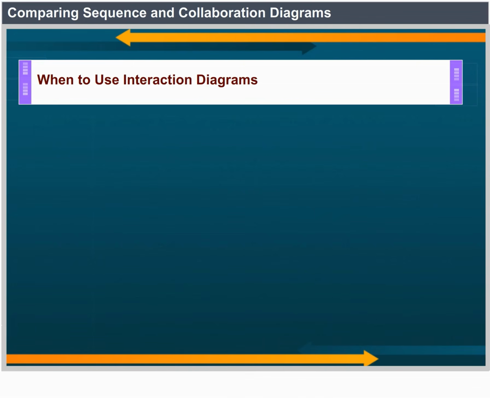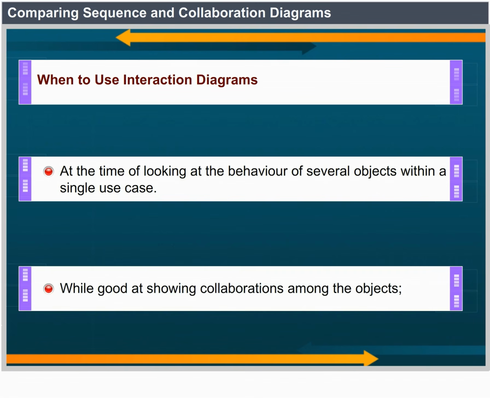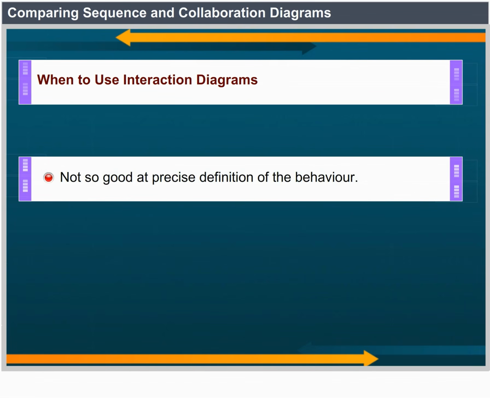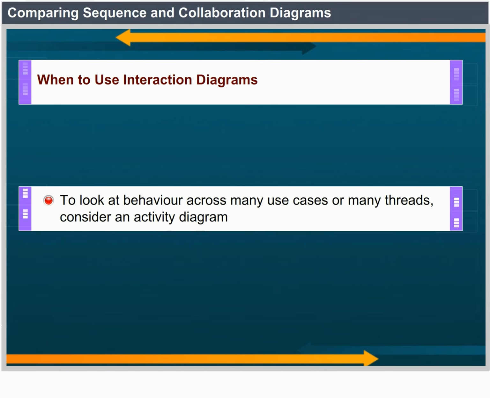When to use interaction diagrams. Use them when looking at the behavior of several objects within a single use case. They are good at showing collaborations among the objects, but not so good at a precise definition of the behavior. To look at the behavior of a single object across many use cases, use a state diagram. To look at behavior across many use cases or many threads, consider an activity diagram.